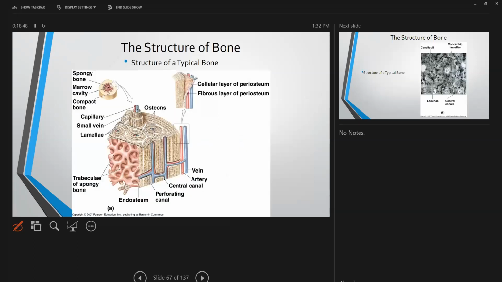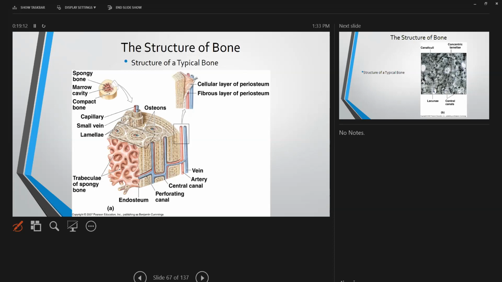So let's look at a picture of this. So here's the structure of a typical bone. So you've got that fibrous coating, which is your periosteum. You've also got blood that flows in throughout the bone. So it really is this living organ. You've got capillaries and then very small veins that will diffuse oxygen and nutrients into the bone.